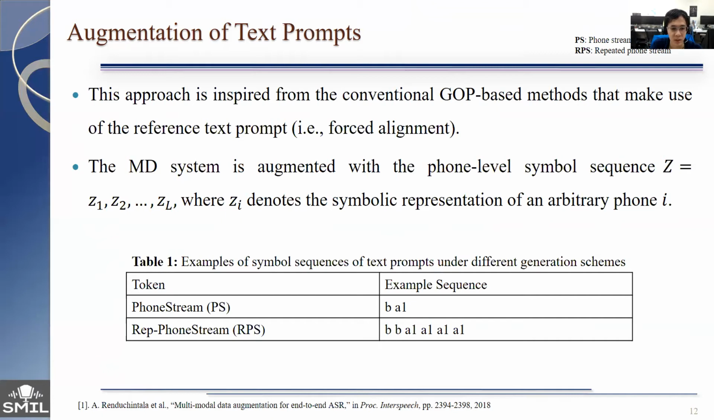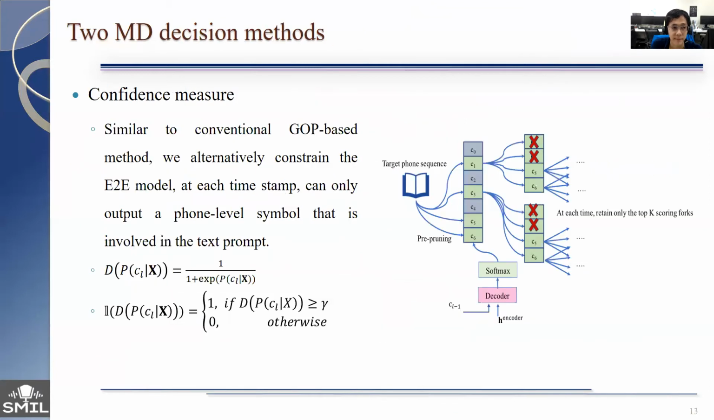The repeated phone sequence is the phone label sequence of the text prompt, which probably has repetition of each constituent phone, reflecting the relative duration of the phone in the training data set. The second part, we are going to talk about two extensions to our CAPT model.